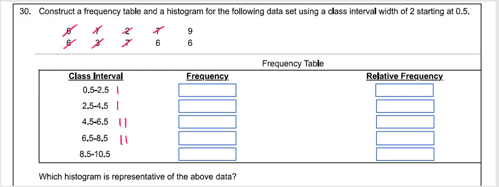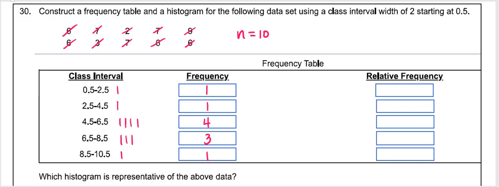2, 7, 7, 6, 9, and 6. So frequency, we have 1, 1, 4, 3, 1. How many total data points do we have? 2, 4, 6, 8, 10 data points.